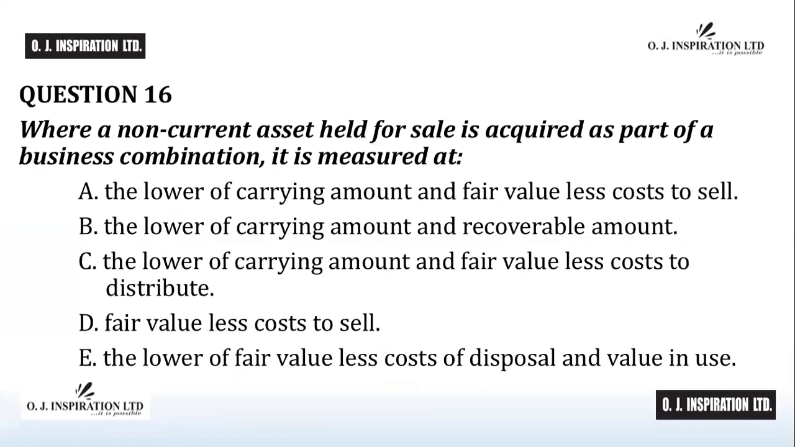Question number 16. Where a non-current asset held for sale is acquired as part of a business combination, it is measured at A, the lower of current amount and fair value less cost to sell. B, the lower of current amount and recoverable amount. C, the lower of current amount and fair value less cost to distribute. D, fair value less cost to sell. E, the lower of fair value less cost of disposal and value in use.